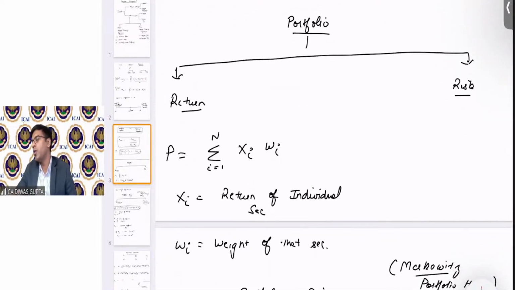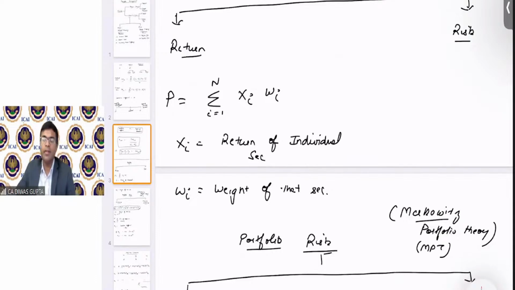Then came the portfolio return and portfolio risk. For portfolio return, we said that we will just take the weighted averages of the individual securities to arrive at the portfolio return. It is very easy. Whether it is Sharpe's index model or Markowitz portfolio theory, the respective weights are to be used.